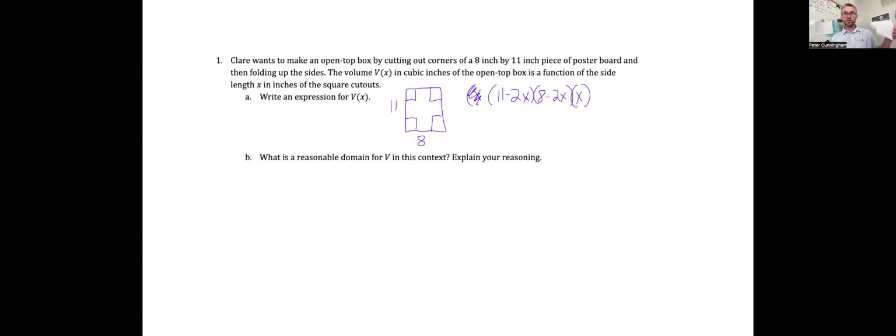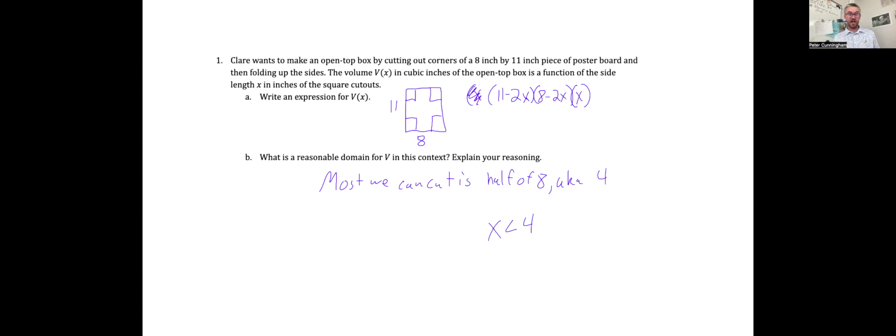This means like how much could you actually take away from this piece of paper? You can only take away up to half of the smallest side. So basically, how do we say that the most we can cut is half of 8, aka 4. But we actually have to cut less than that, right? So our cut needs to be smaller than 4 inches.